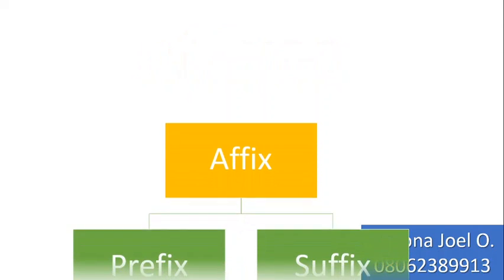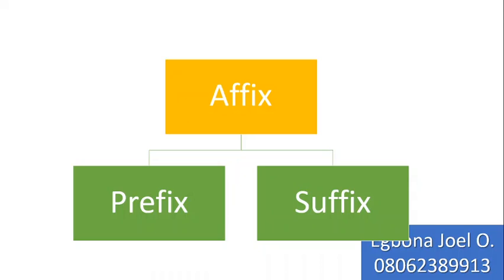Our focus today will be on affixes in English language, or use of English, so to say. Affix or affixes is one of the topics we are going to see under the aspect of structure. What is an affix? An affix is a letter or set of letters that is added to a root word at the beginning or at the end to modify its meaning. So from that, you can see that affix has two major types, which are the prefix and the suffix.